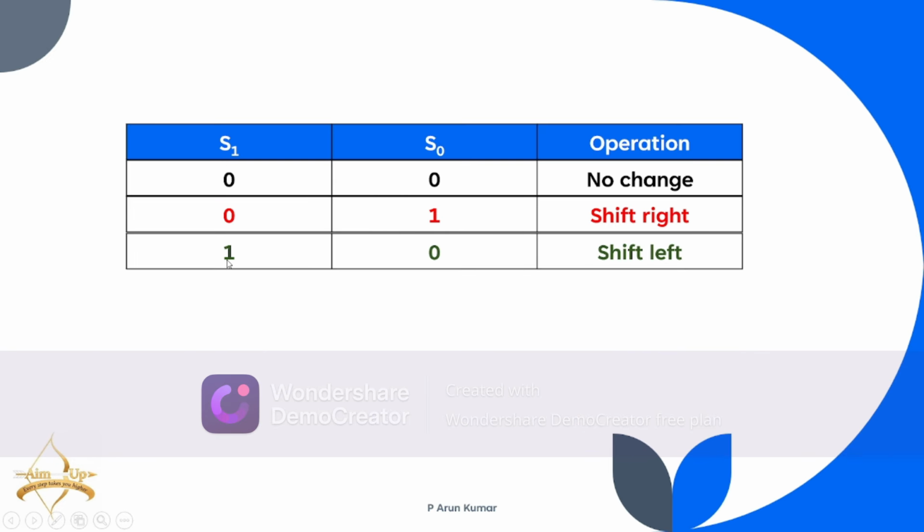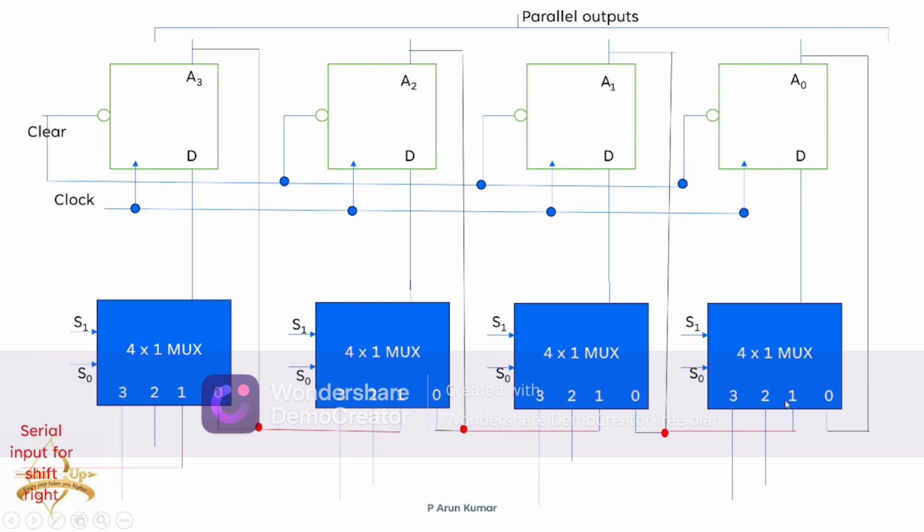But where do we need to connect it? It means the select line should be 1 0. If I say 1 0, it will select input 2, right? Moreover, since we are doing the shift left operation, the right side of the D flip-flop should be connected with the input. In that way, we are giving it a serial input which is used for the shift left operation. And in this case, why 1 0 on the select lines? Because we are using common select lines for all the 4 by 1 muxes. So if I say 1 0, here it will select input 2.